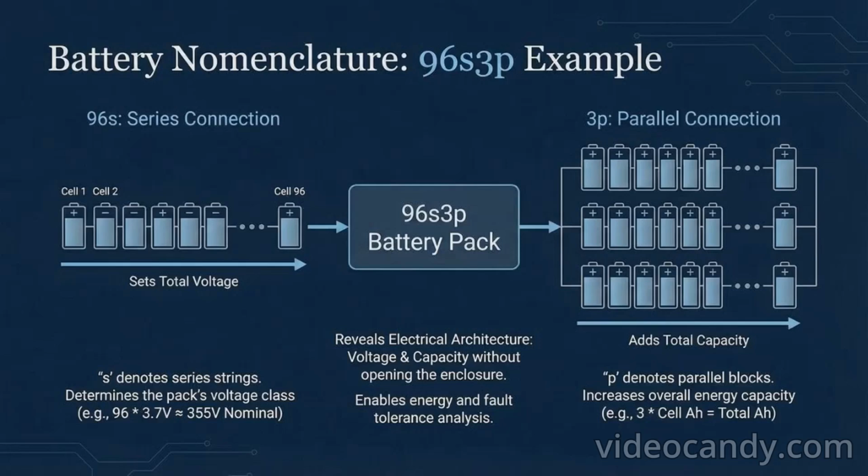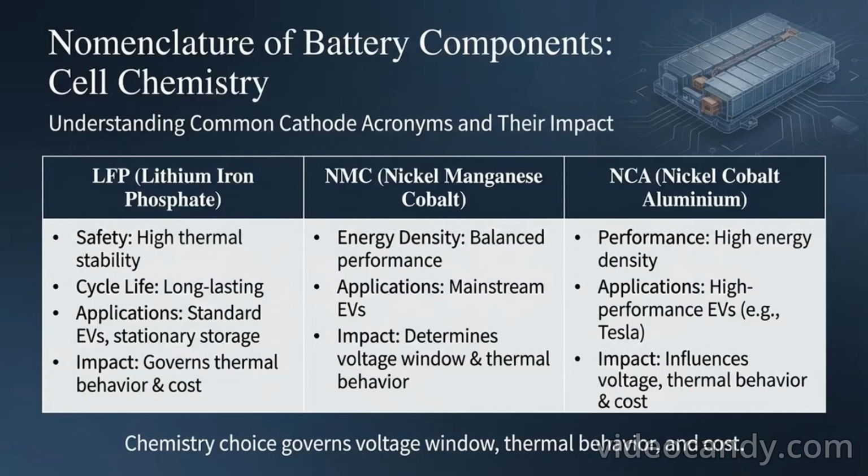EV battery nomenclature follows a very systematic approach. When you see a label like 96S 3P NMC battery pack, each element has a precise meaning. The S stands for series connection and P stands for parallel connection. So 96S means 96 cells connected in series, and 3P means 3 identical strings connected in parallel. This arrangement determines the final voltage and capacity of the pack.